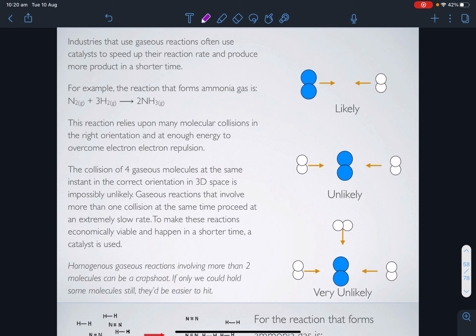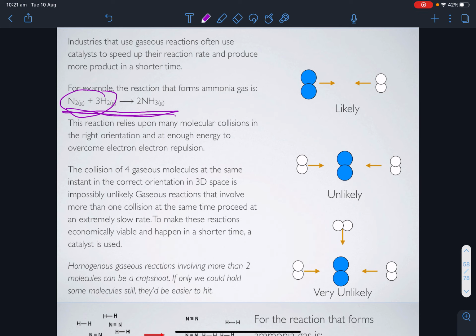So let's talk about the ammonia gas reaction. We've talked about it earlier. Nitrogen and 3 hydrogens forming ammonia. This reaction relies on many collisions in the right orientation with enough energy to overcome electron repulsion, okay? Look at it. It needs one nitrogen molecule and three hydrogen molecules to collide at the same time in the correct orientation.